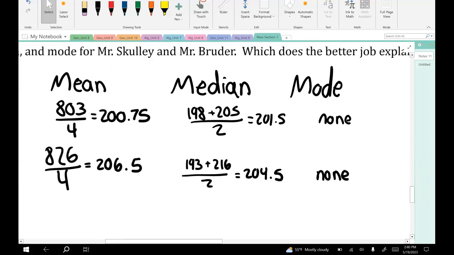So there's a lot of information you can get from this. You could make an argument based on part B that I'm the better bowler because I am more consistent. I have a smaller range. But when you look at your mean and median, you can make the argument that Mr. Bruder has a higher mean and a higher median, so that may make him the better bowler. Again, it's all about constructing arguments, which we'll do more and more as we go through this chapter.